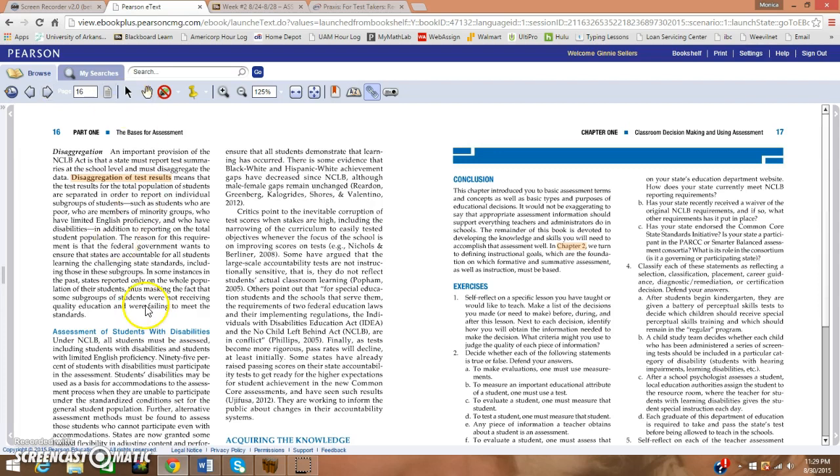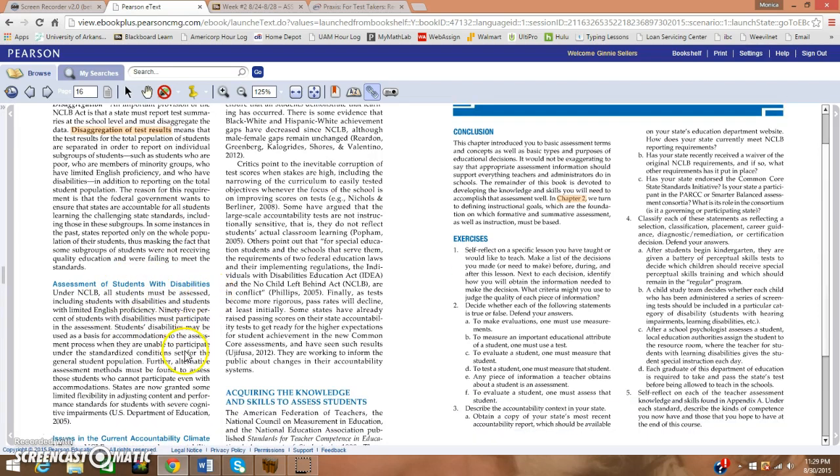And then as we move on, we go to assessment of students. Disaggregation. And that just tells us that the test results for the population of students are separated in order to report on individual subgroups. And that just says that the federal government wants to ensure that states are accountable for all students learning the challenging state standards. So that just keeps the schools in check. And then as we move to students with disabilities, it tells us that now they have a little more flexibility in adjusting the content and performance standards.